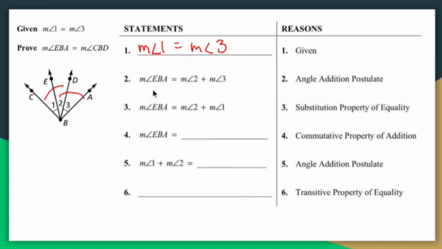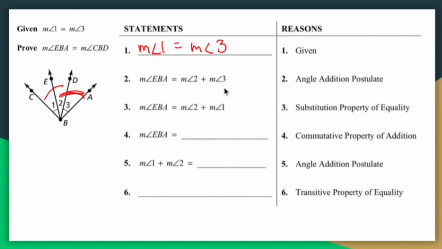They are going to tell me that the measure of angle EBA, which is this whole thing right here, is angle 2 plus angle 3, angle addition postulate, makes sense. We saw that in a previous video. The measure of angle EBA is also angle 2 plus angle 1.